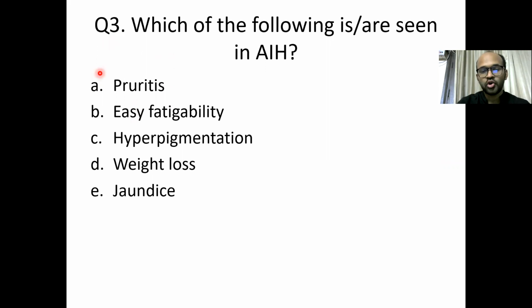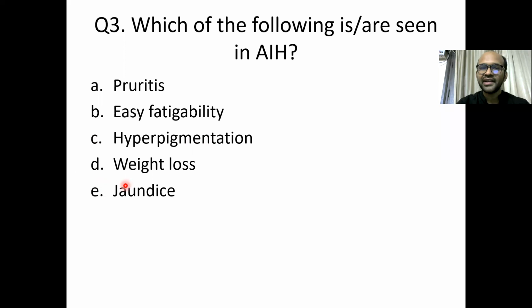Pruritus is uncommon in autoimmune hepatitis. If somebody has pruritus, you should rather think of primary biliary cirrhosis. Similarly, hyperpigmentation is again seen in primary biliary cirrhosis. And what else? Xanthelasma and xanthomas, all of them are actually seen in primary biliary cirrhosis. So pruritus, hyperpigmentation, and xanthelasma are seen in primary biliary cirrhosis.